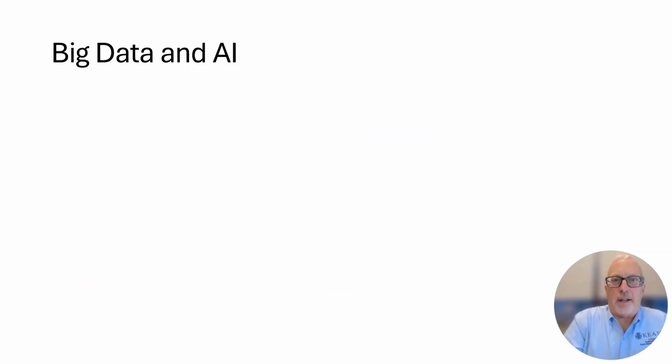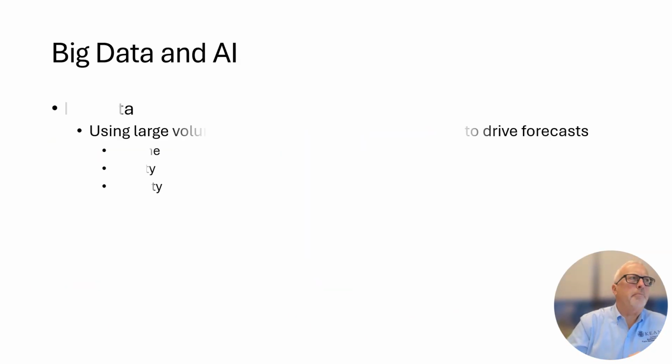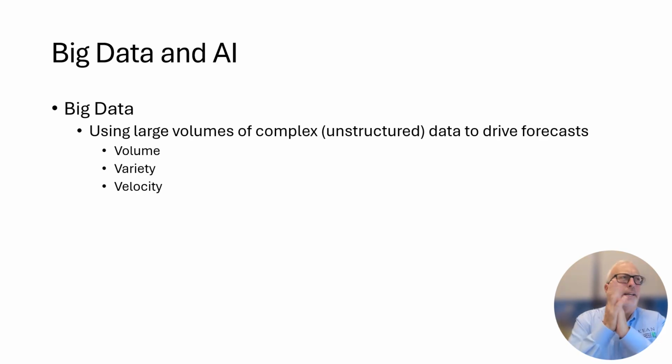All right, the hot topic of the day, big data and AI. So big data, our text defines it this way: large volumes of complex, varied, unstructured data to drive forecast. And that's what really gets most interesting with big data. It's not just that I have 88 years of data to look at, that's large volumes. But that 88 years has really no meaning for me. I'm only interested in the last 2 years or 3 years or 5 years. So volume really isn't the driving factor in big data.